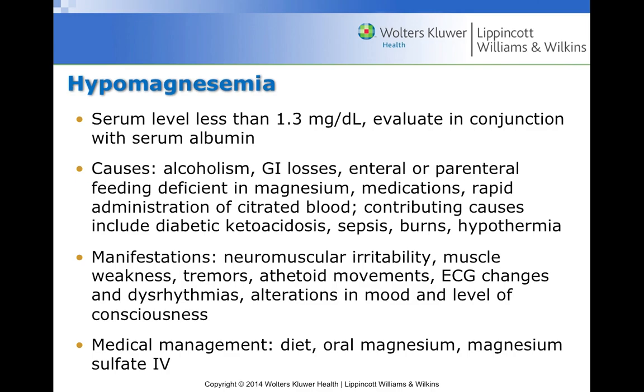hypomagnesemia will occur. Magnesium deficiency often occurs in diabetic ketoacidosis, secondary to increased renal excretion during osmotic diuresis and shifting of magnesium into the cells with insulin therapy. Other causes include administration of certain medications and citrated blood.